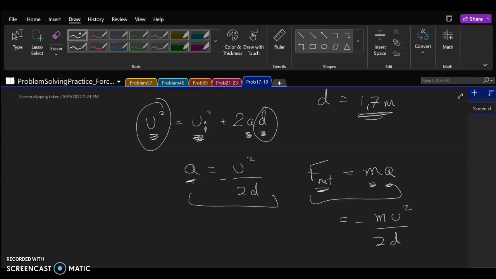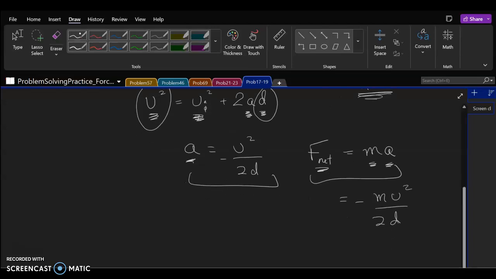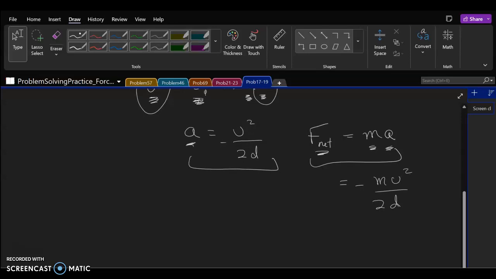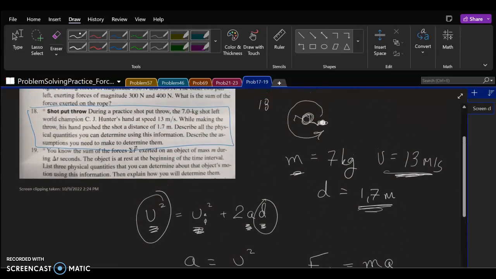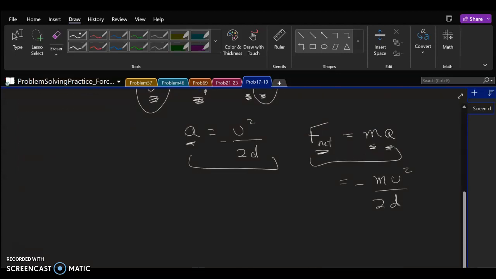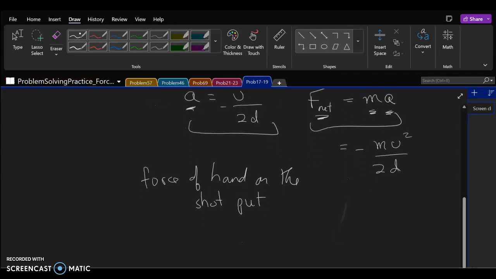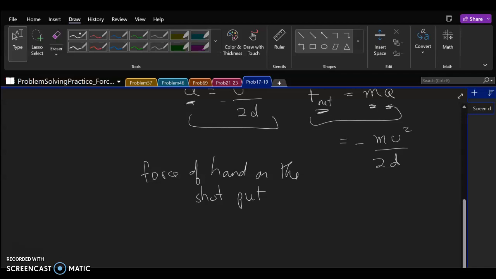And if I think of F net as just his hand pushing, then essentially I get an idea of how hard he was pushing on the shot put. Is there anything else we can figure out? I think that's the main thing that we can determine. So the force of the hand on the shot put is what we think of as the main force responsible for F net in this case.